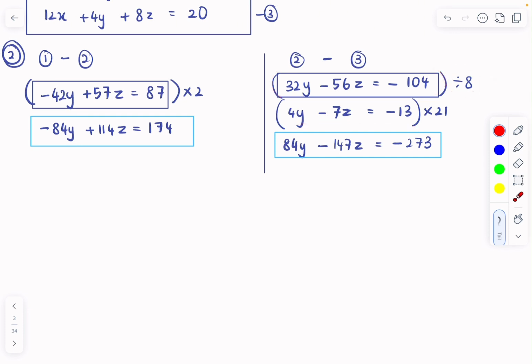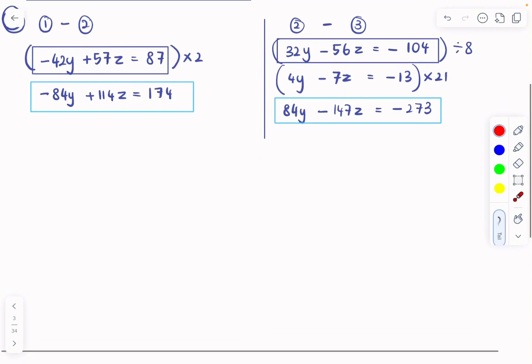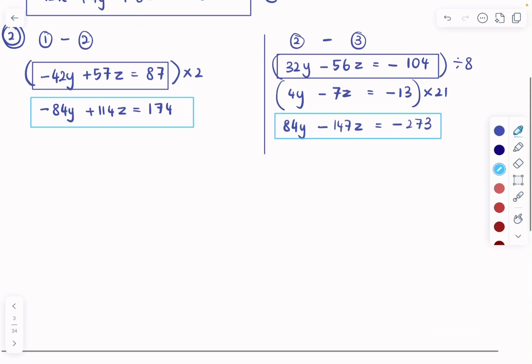And then I try to figure out how to make the y's the same. So 4y, I cannot make it into 42. So what I do is, this one I double it, make it 84. And then this one I times 21, I get this one. Okay, let's continue. So we already have 3, 2. Next, our next step is finding 1.